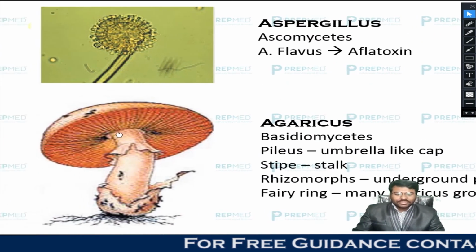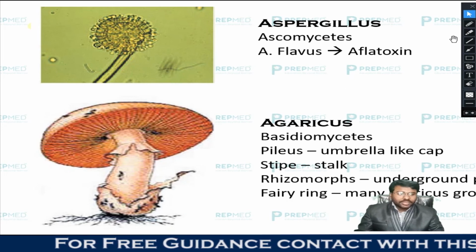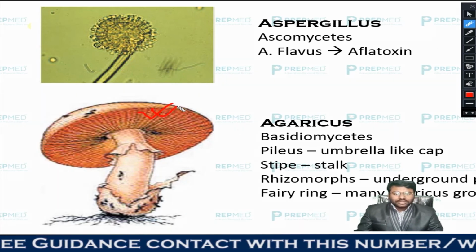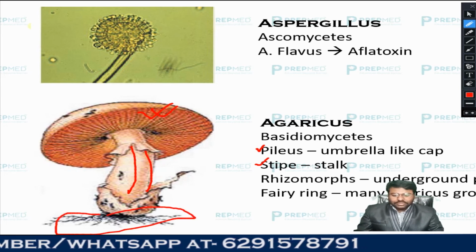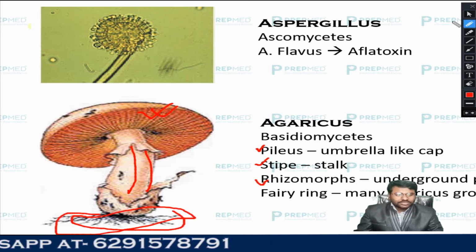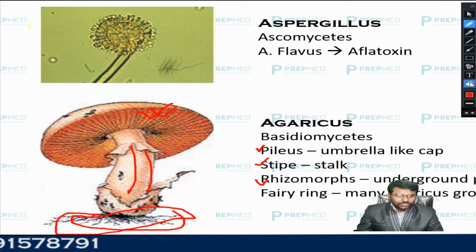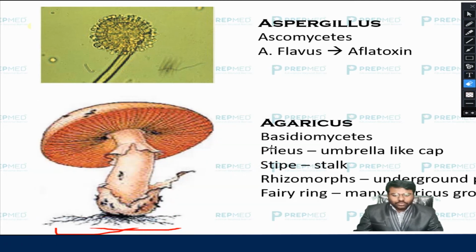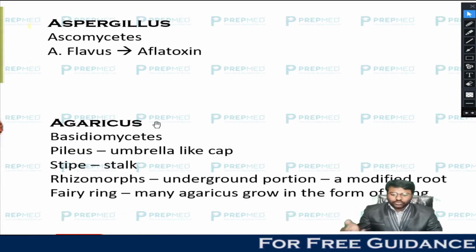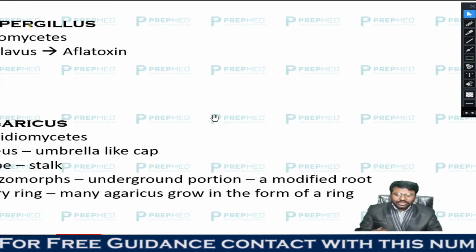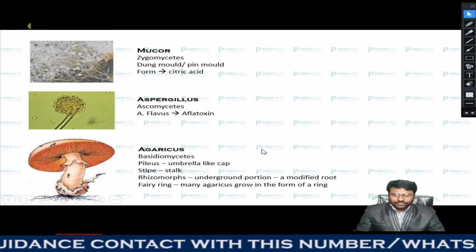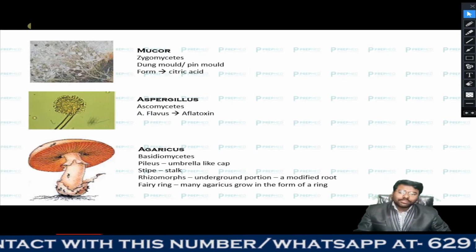Now coming to the Agaricus. Agaricus is very important. Why? Because first of all, this umbrella-like part is called the pileus. There is a stalk, called the stipe, and there is a root-like structure, called the rhizomorph, present in the underground part, a modified root. And when many Agaricus form in a ring-like structure, this is called a fairy ring. Okay, so this is all about the slide number 3.